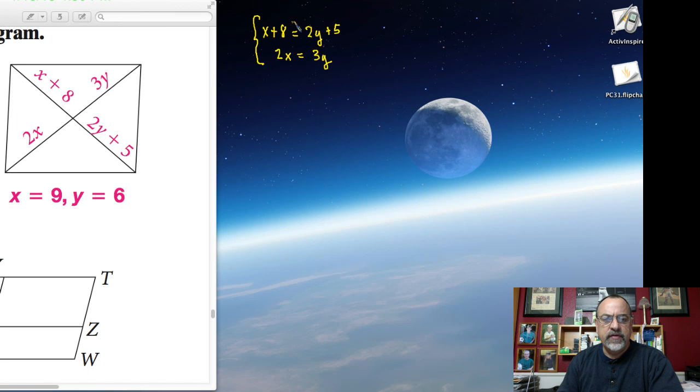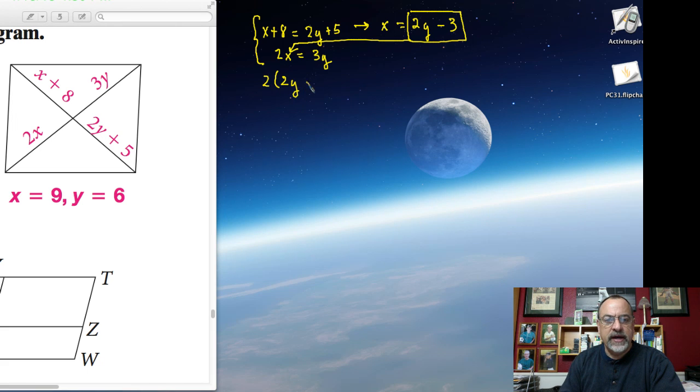And if I want to use substitution, I want to use this x here because it has a coefficient of 1, and solve for x. In other words, take this equation and get everything on the other side except for the x. So if I subtract 8 from both sides, I get the fact that x is equal to 2y minus 3. Now that I know what x is, I can take this 2y minus 3 and substitute it into the other expression for x. That's substitution.